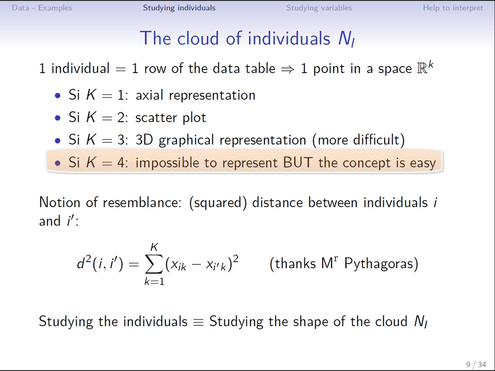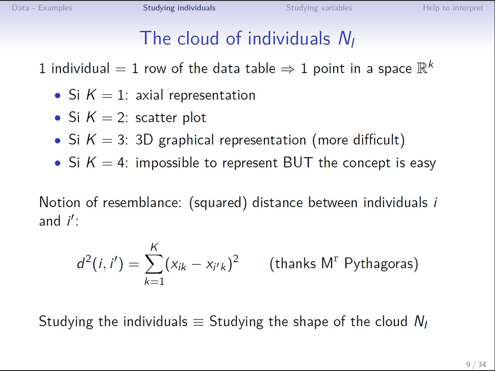It is impossible to represent the data set in 4 dimensions, but the mathematical concept behind it is simple. There are k coordinates for the k dimensions. Now, how are we going to be able to see the cloud of individuals if the cloud of individuals evolves in a very large space?